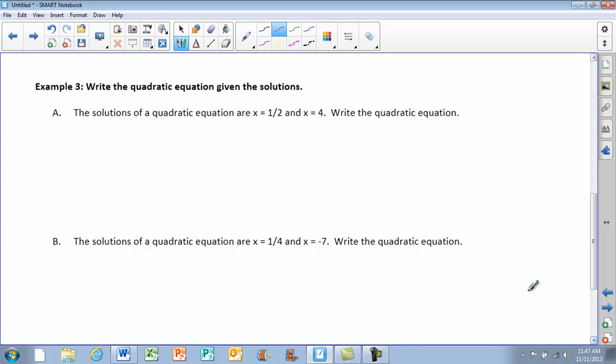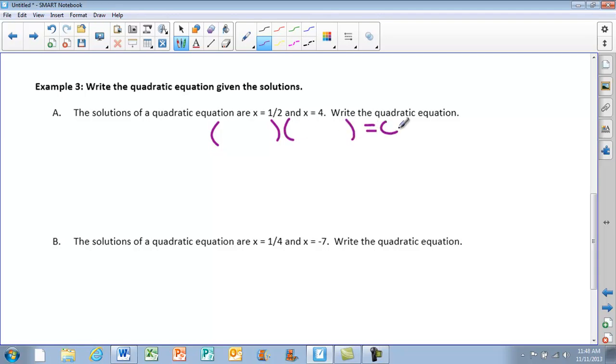The only difference now is if you take a look at this, we have a fraction as one of our solutions. The solutions of a quadratic equation are x equals 1/2 and x equals 4. Write the quadratic equation. So we still start the exact same way.